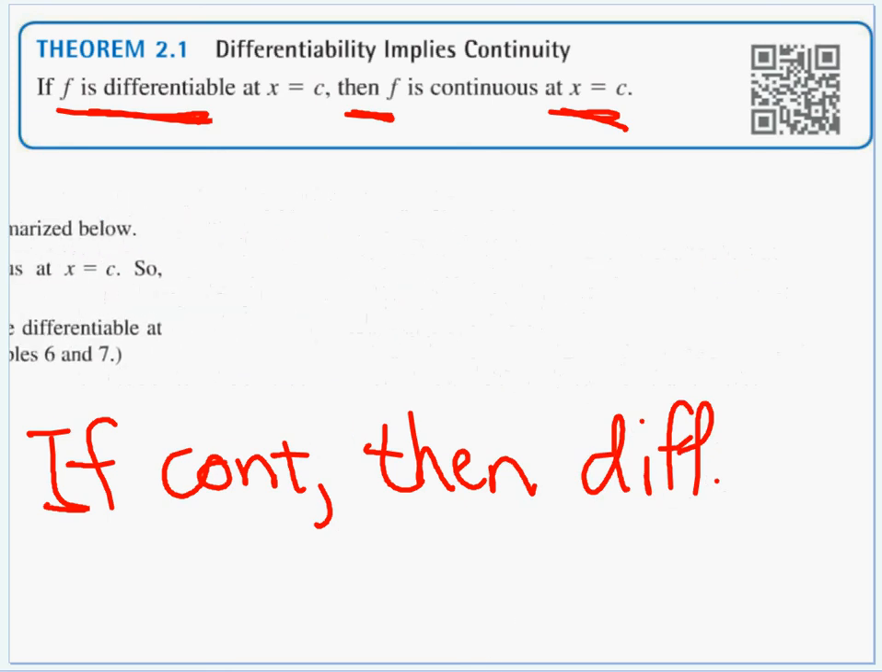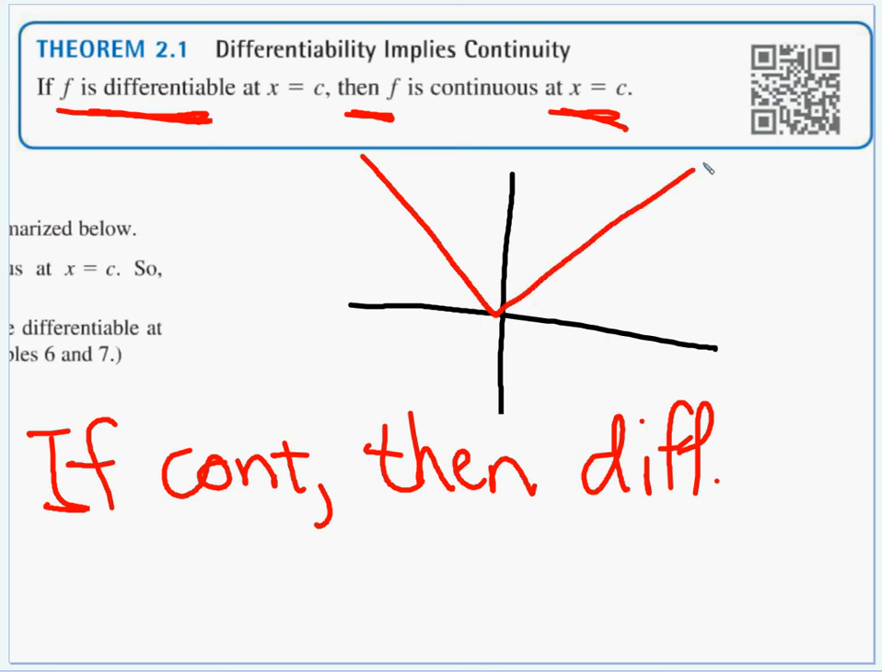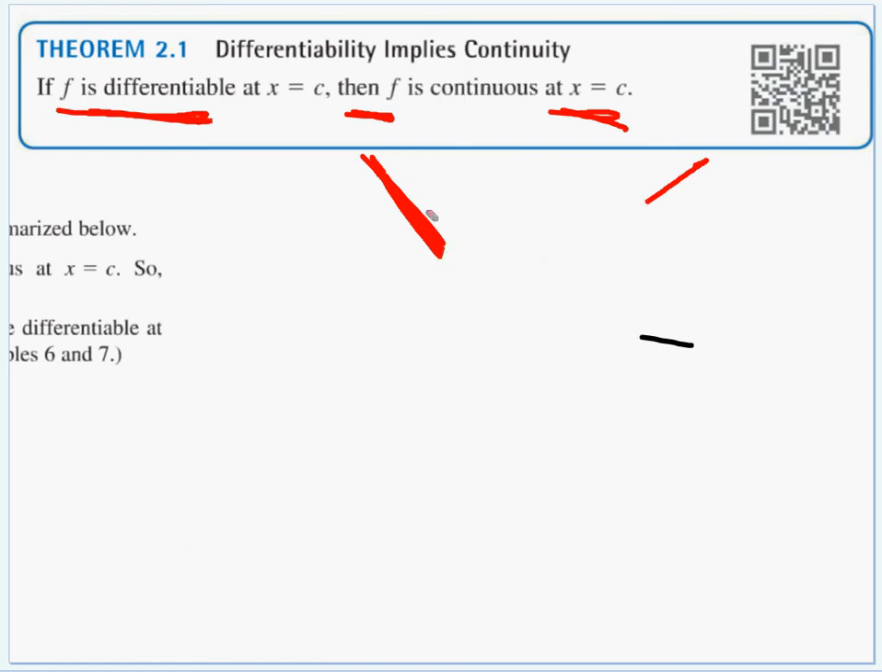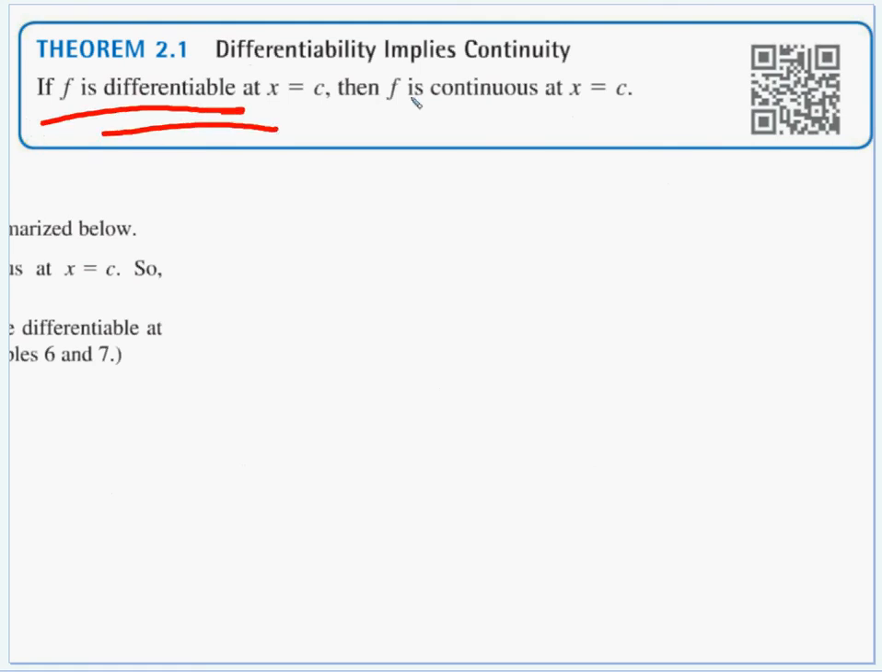I can draw the absolute value of x graph, and it's continuous. Here's an xy axis. Here's my absolute value of x graph. It's got this sharp point. I can draw the graph as a continuous function without lifting my pencil off the paper, but it is not differentiable at that sharp point. So this is only true forward, not backwards. If it's differentiable, then it has to be continuous. That sounds like it would make a great test question, maybe true and false. That's something to think about.